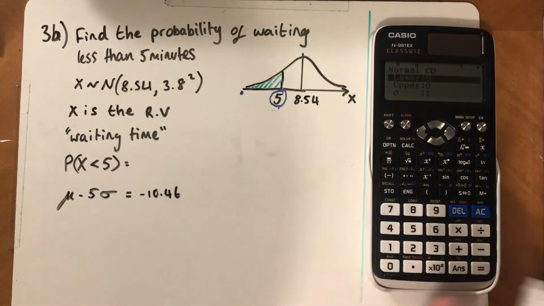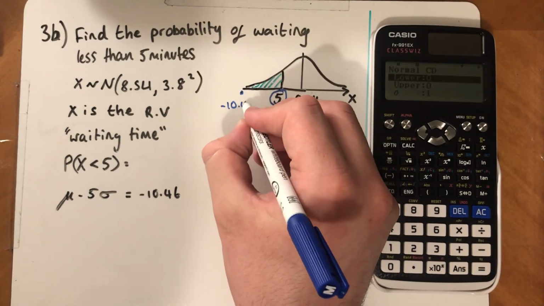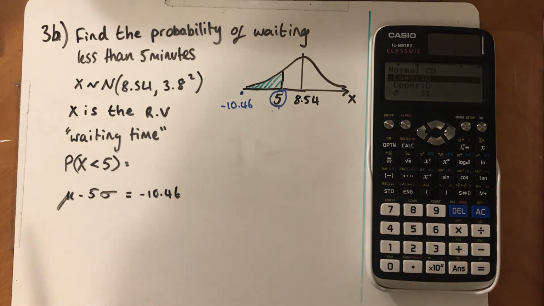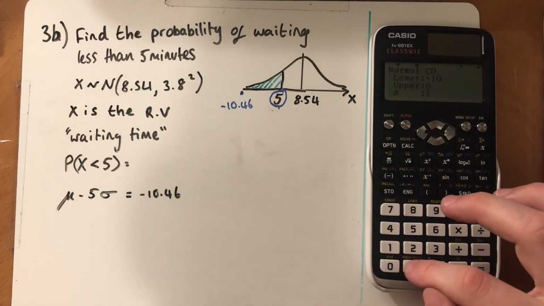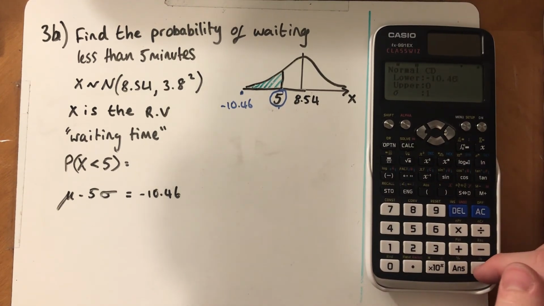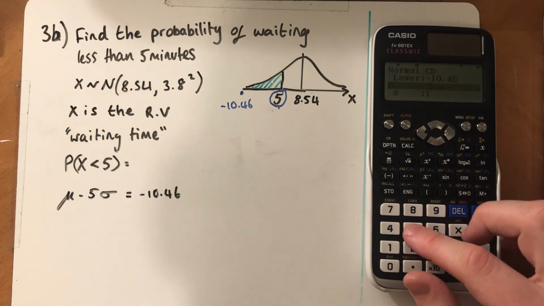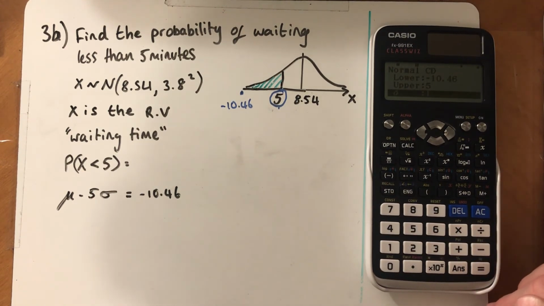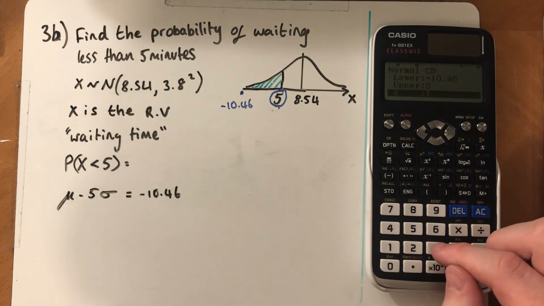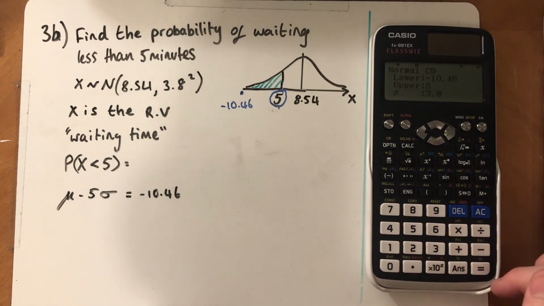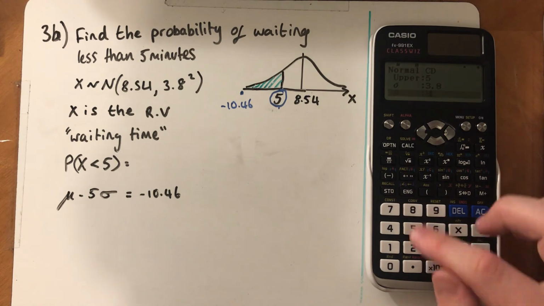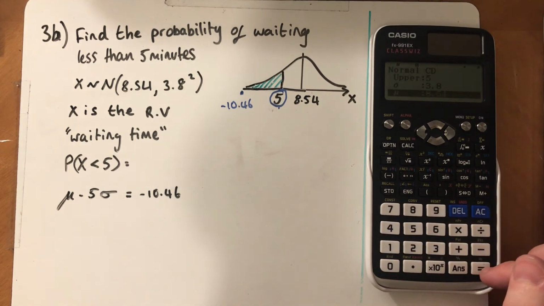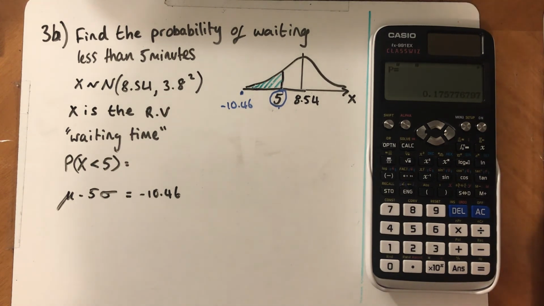So we know our lower bound is minus 10.46 and our upper bound is therefore 5. We can just input these values into the calculator. Our lower bound is minus 10.46. Press equals. Now we go to our upper bound, that's 5, equals again. Now it asks us for our standard deviation, well, we know that's 3.8. Then again, pressing equals. Mu, which is our mean, is 8.54. Now you just press equals again, and you should get your value, P, which stands for probability.